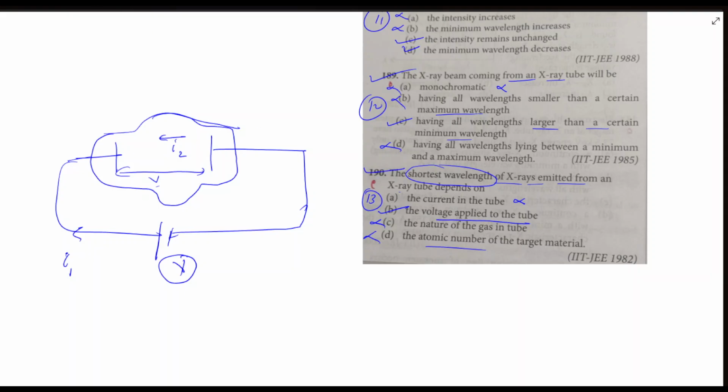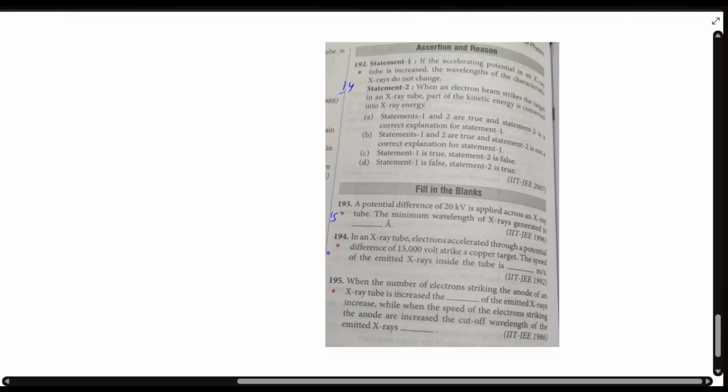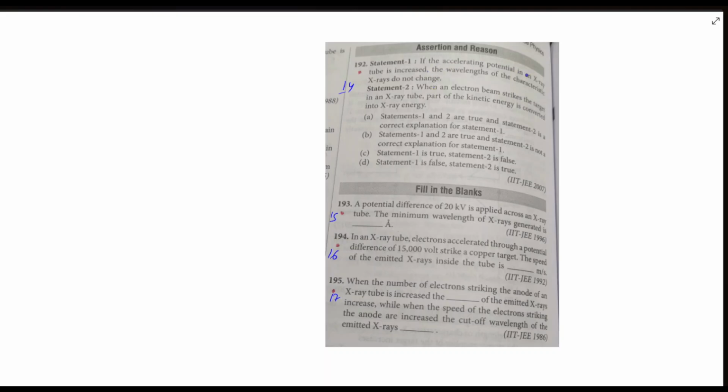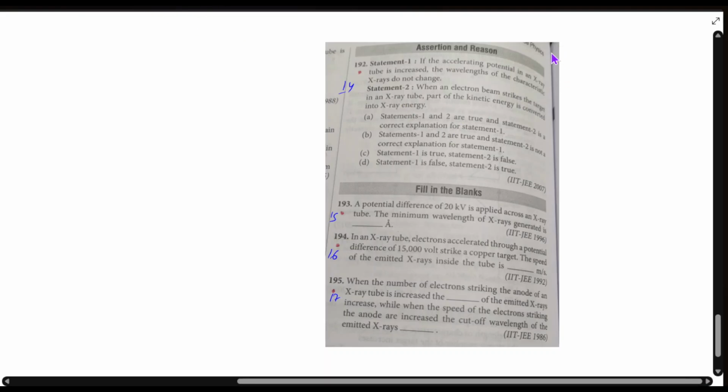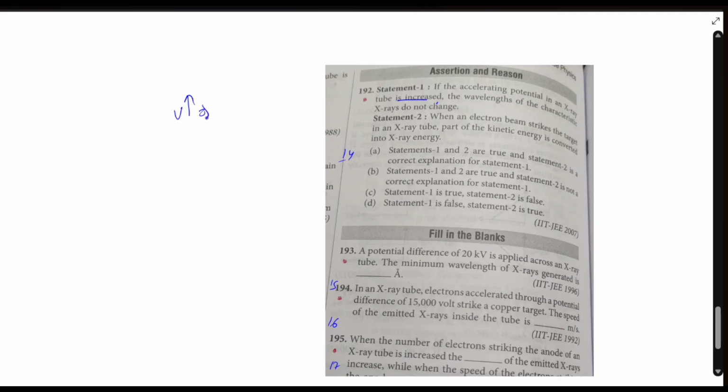Okay, let's move on to our question number 14. This is 14th, this is 15th, 16th, and 17th. Last four questions. First, if the accelerating potential difference, let me zoom in a bit. Okay, perfect.